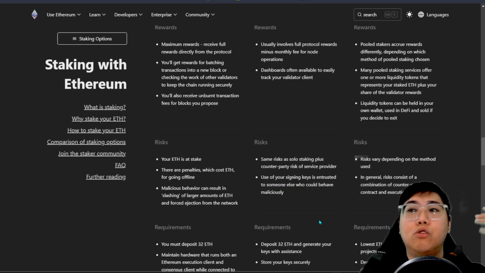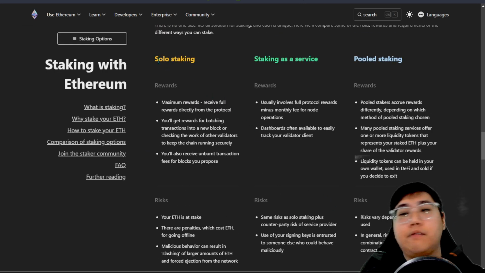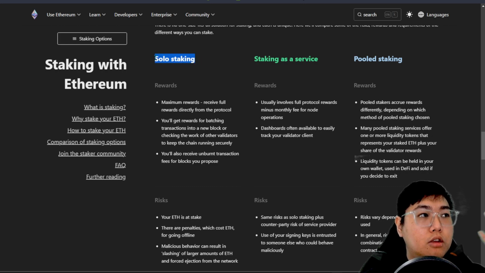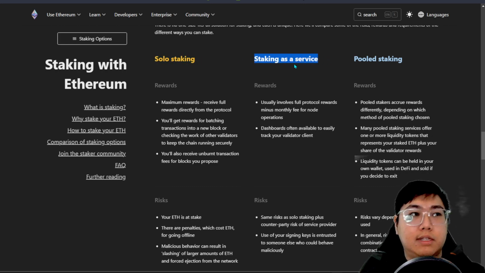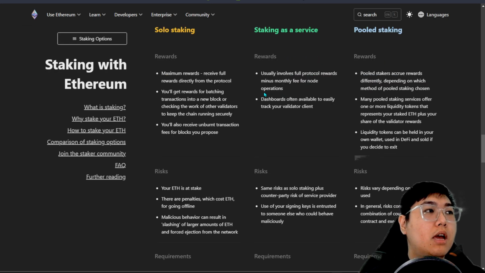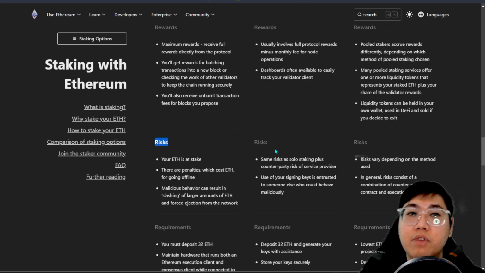So we're going to go through the risk itself. On the left side is solo staking, then staking as a service, then pool staking. But we're not going to talk about pool staking. Instead, we're just going to talk about solo staking and staking as a service. Basically, staking as a service is staking on the cloud, like Amazon Web Services and stuff like this. So we scroll down, we're going to talk about the risk first, then the reward.